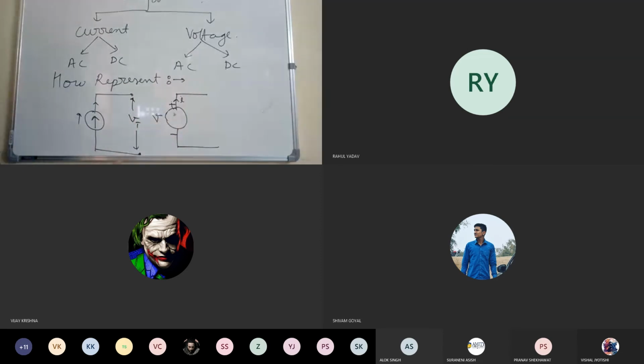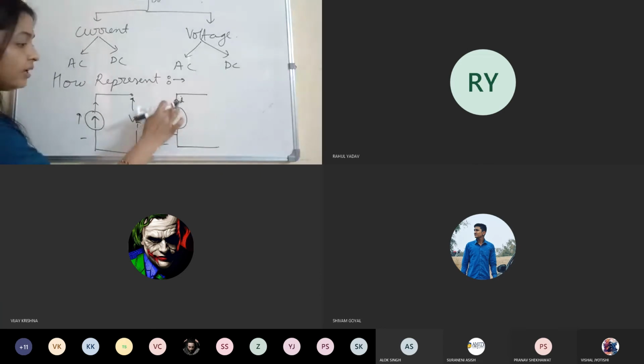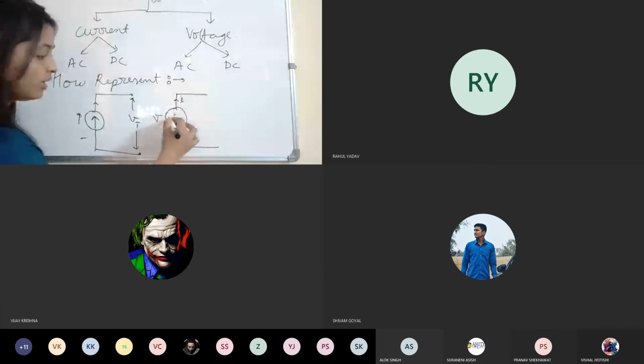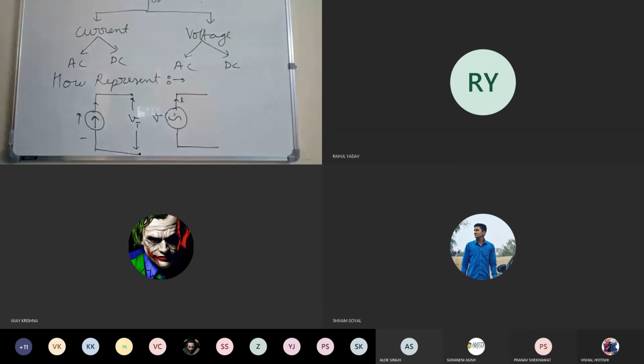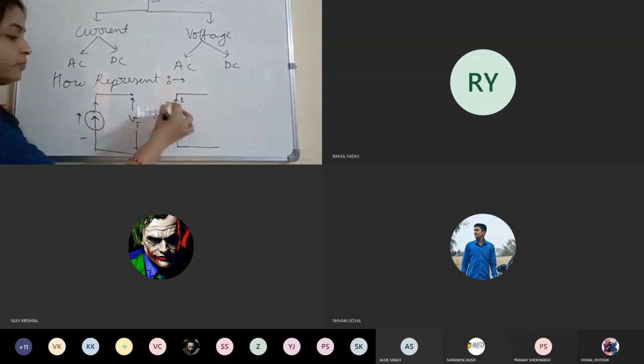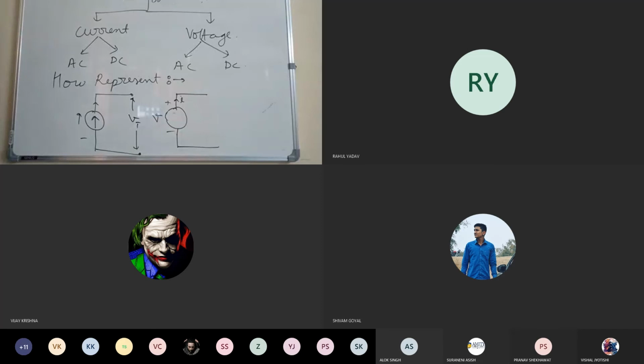In some practical battery applications, we can see the direction of flow changing. Right now I'm just taking an example: this terminal is positive and this terminal is negative, because I've connected my energy source this way. So this is the representation of a current source, and this is the representation of a voltage source. If the voltage source is DC, it is represented by plus minus, and if it is AC, we know that AC is represented by this.